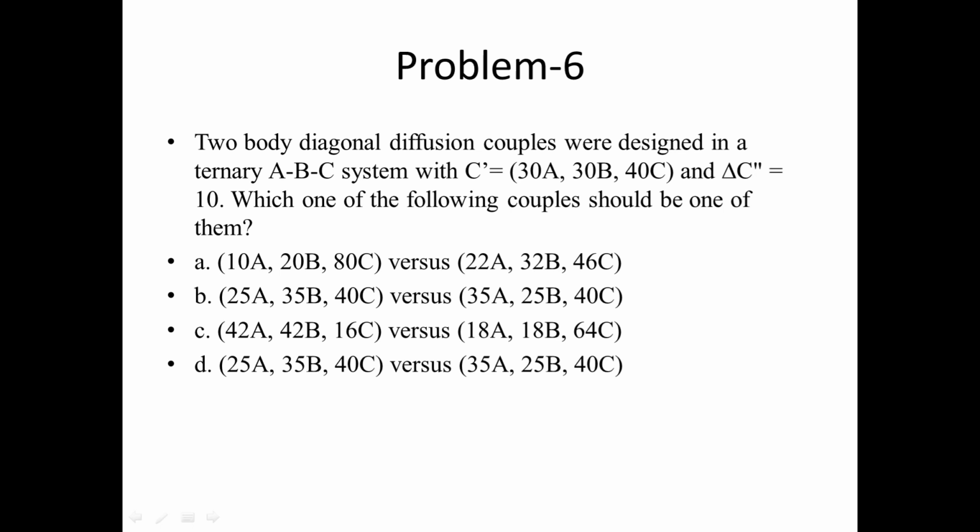Okay, next question: two body diagonal diffusion couples were designed in a ternary ABC system with C bar as 30A, 30B, 40C, and C double dash will be 10. Which one of the following couples should be the one of them? Please understand the problem first.